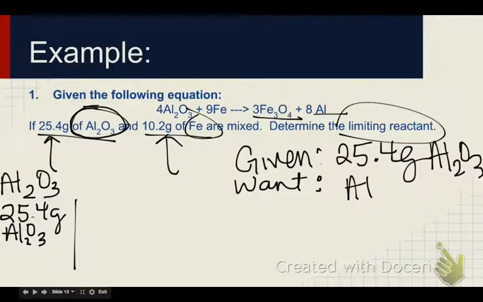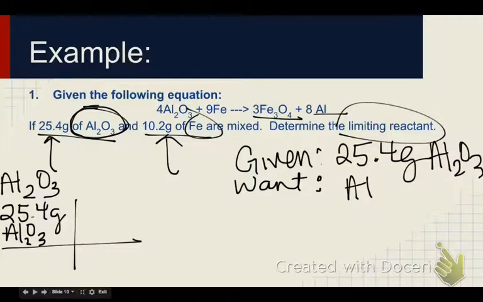Alright, so the first step is what? Very good, mass to mole. So if I'm going to go from mass of Al2O3 to moles, what am I going to use? Very good, the molar mass. Now the molar mass is 101 grams per mole.